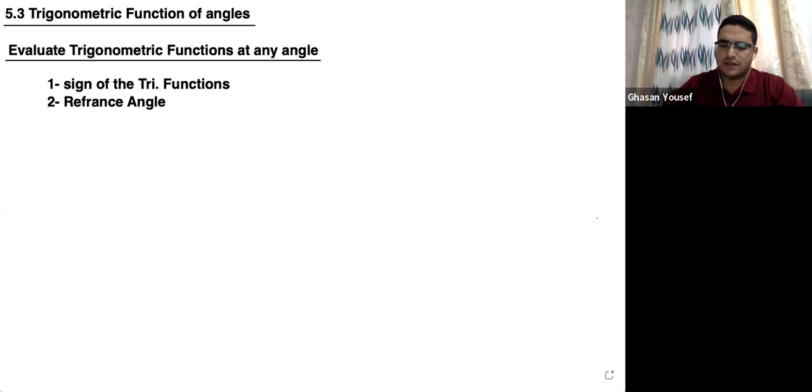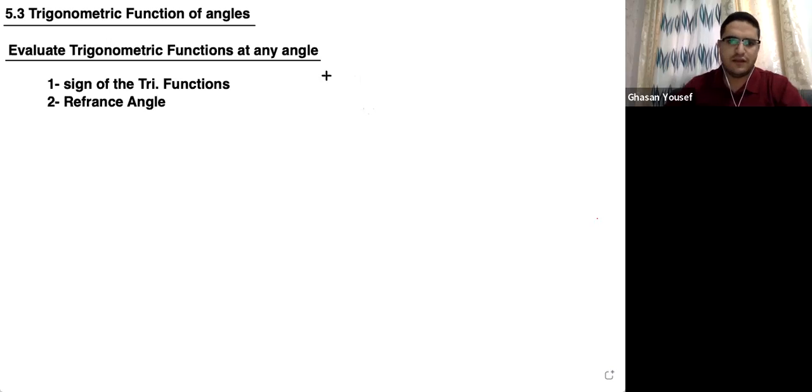Last time I graphed the important angles like the 0 angle, 90 degrees, 180, 270, and 360. And I also graphed the angles 30, 60, and 45. I started talking about how we can evaluate trigonometric functions at any angle. I started talking about the sign of the trigonometric function, and I graphed the Cartesian plane, the four quadrants. Like I said, some functions have a positive sign in some locations.